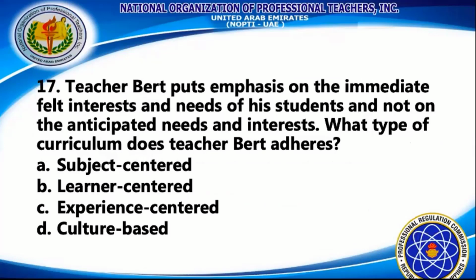Teacher Bert puts emphasis on the immediate felt interest and needs of his student and not on the anticipated needs and interests. What type of curriculum does Teacher Bert adhere? So when we say immediate felt interest, yung on the spot. Hindi yung anticipated needs ng mga bata. So anong design yon? Subject-centered, learner-centered, experience-centered, or culture-based? Experience. Yes, it's C, experience-centered.